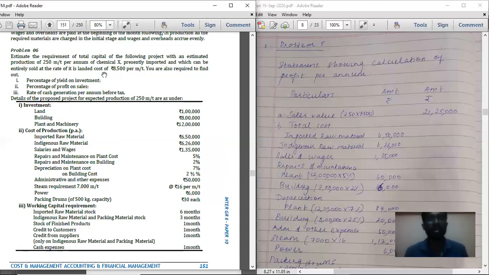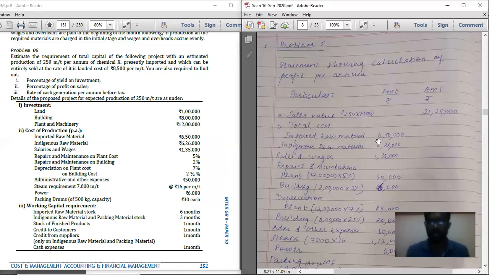250 is the total quantity and 8500 is selling price per quantity. So 250 into 8500. In the outer amount column put 21,25,000. Below that, small b, total cost.